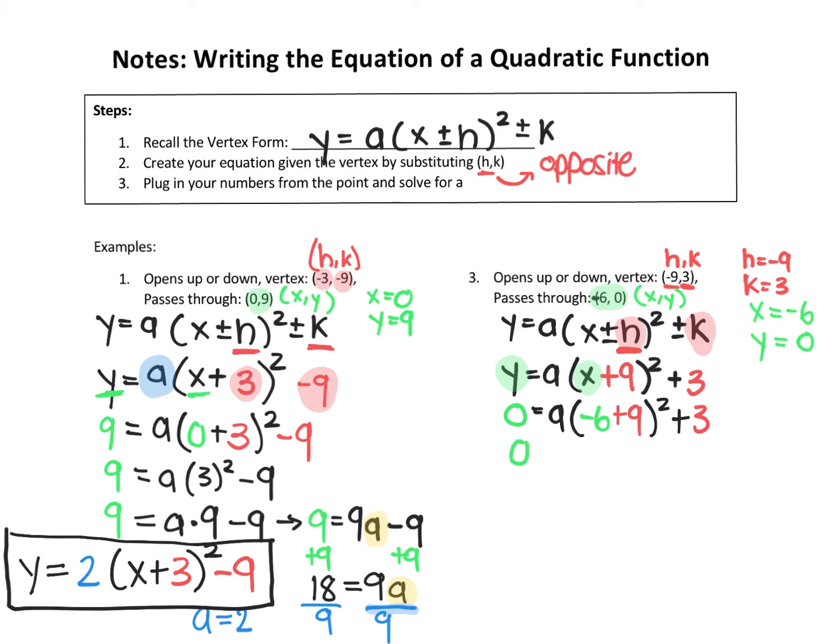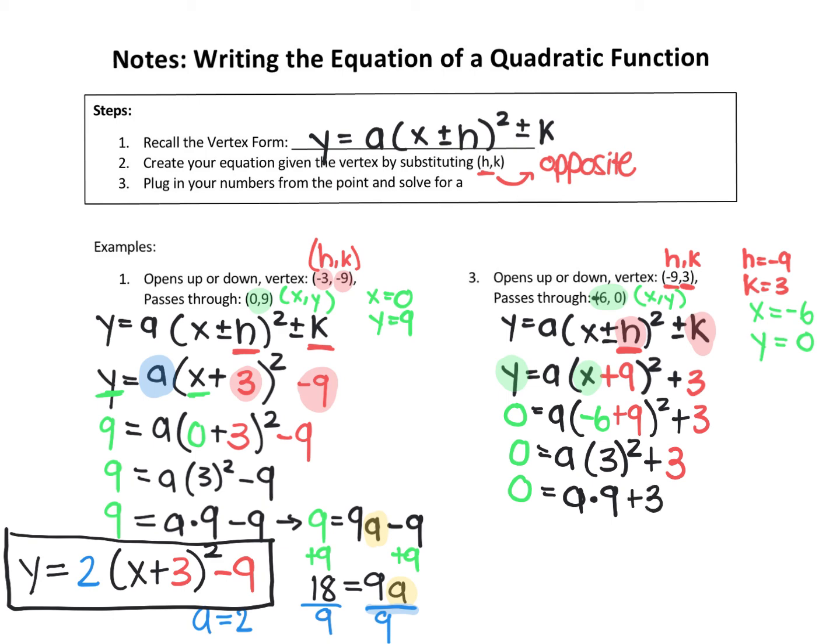So that's 0 still on the left side. I still have an equals. I still have the letter a. Now I have -6 plus 9. -6 plus 9 is +3. That's going to be squared. Then I have plus 3. Let's keep on simplifying. So I have 0 equals, I have a times 3 squared. So I'm going to keep that a there. 3 squared is 9. Oh, look, we kind of did this on the first one. And then I have plus 3.